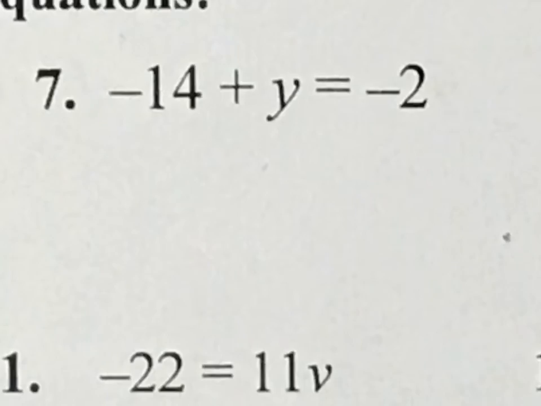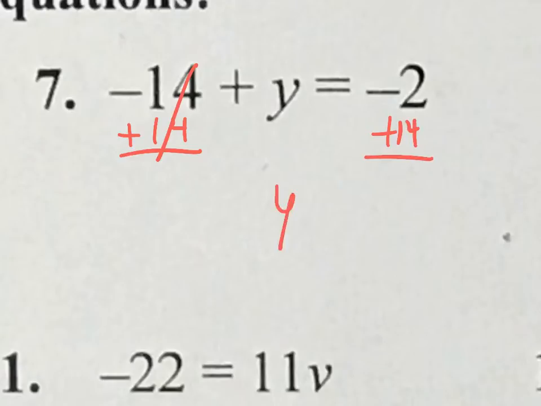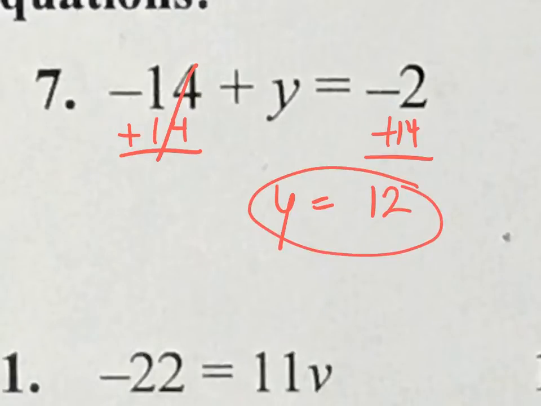Number 7. I'm going to get rid of the -14 by going +14. What I do to one side, I do to the other. I have y, the equal sign comes down. -2 plus 14, that's 12. If I owe $2 and have 14, I will still have a lot of money left over. I'd have $12 left over.